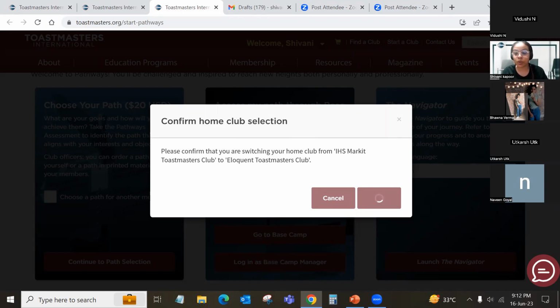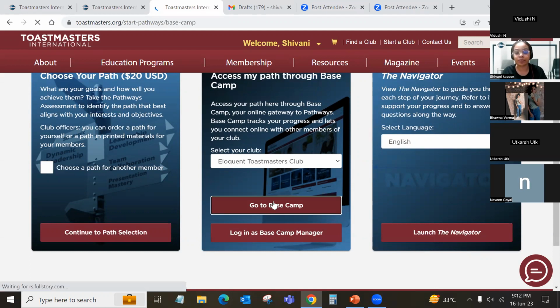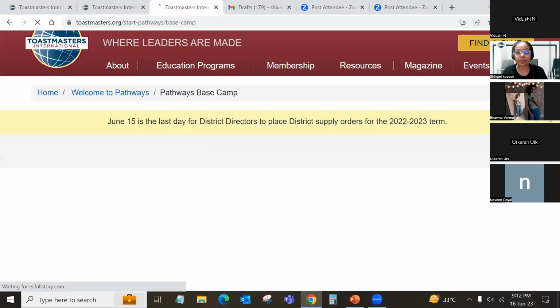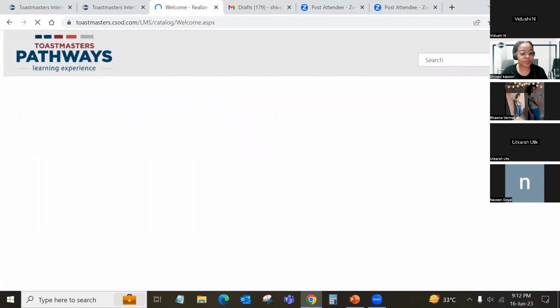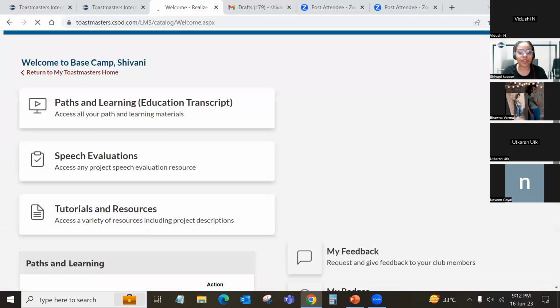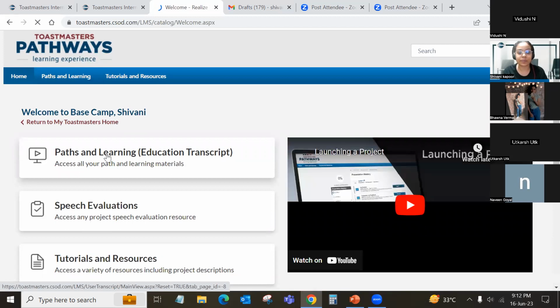Those who are the EC members, executive committee members, they will also have login as Basecamp manager, but you all right now, when you go, you will only see this button, go to Basecamp. So I want to show you my path, so I will click on go to Basecamp. So when we are here, we'll click on paths and learning. I'll click this.